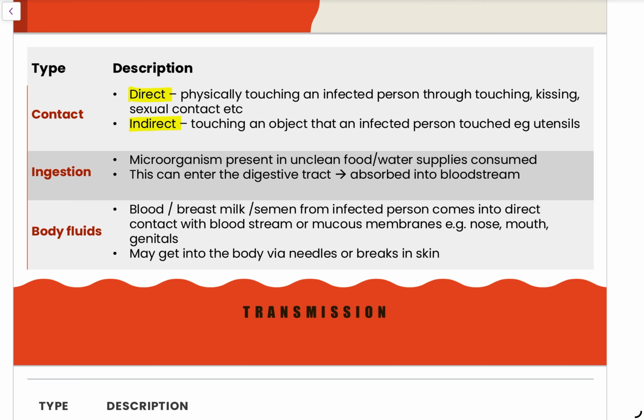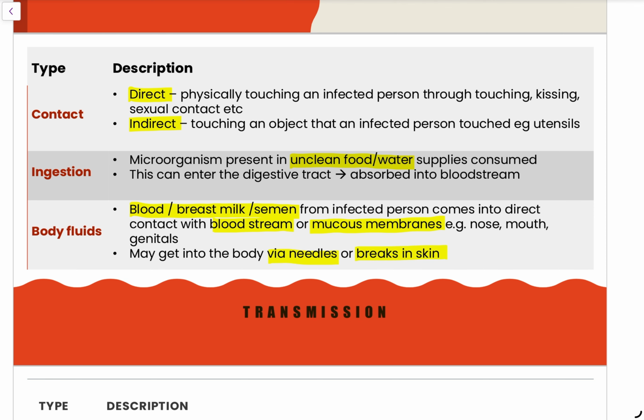Ingestion, okay, so what we're talking about here is unclean food or water. This enters your digestive tract and then it's absorbed into your bloodstream, particularly nasty. Body fluids, so any of the following, so blood, breast milk, semen from an infected person into contact with the bloodstream or mucous membranes of another person, okay? Now, this may get into the body via needles as well, or any case where there's a break in the skin.